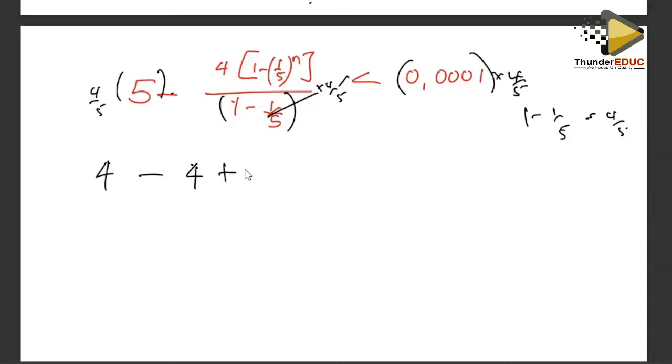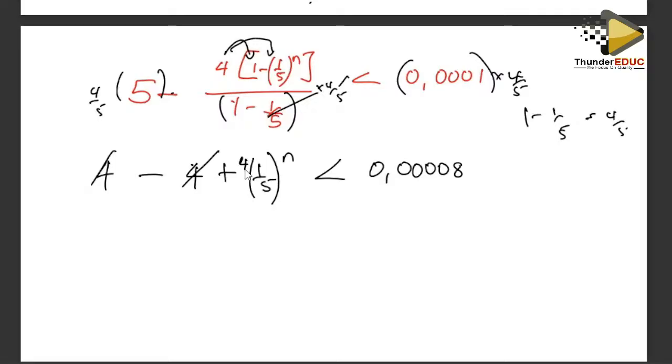Minus and a minus is a plus, 1 over 5 to the exponent of n is less than 0.8. We simplify that. It's going to be something like 0.28. So this cancels that because 4 minus 4 is 0. Then we are left with a dilemma. Now there's a 4 here, this 4, and then that 4. So the next step is to divide both sides by 4.